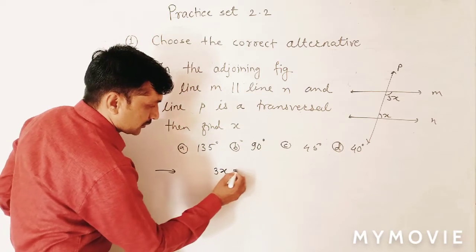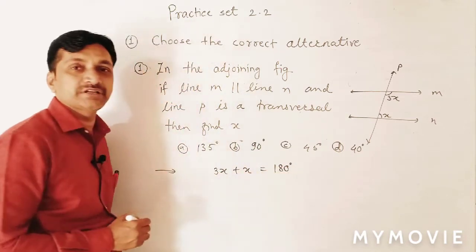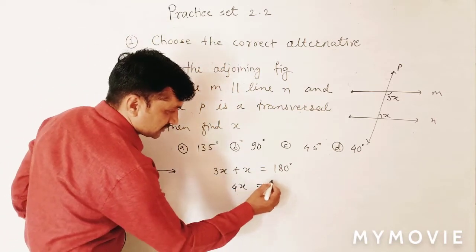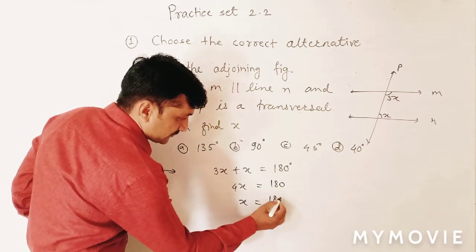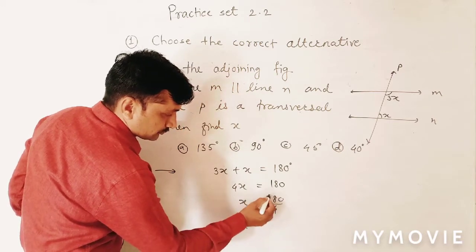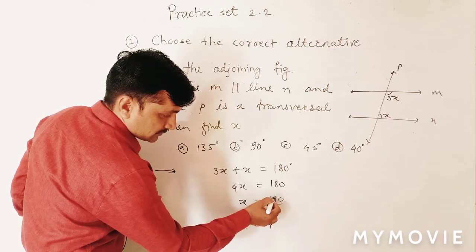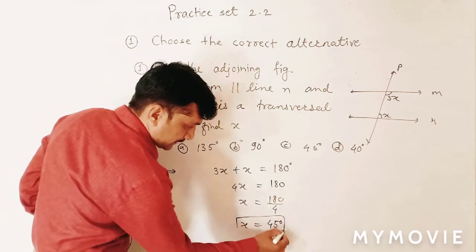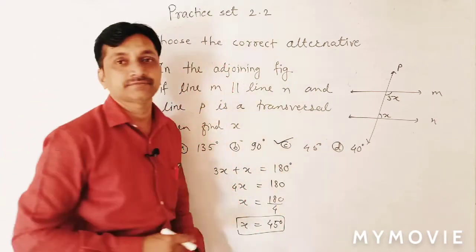3x plus x is equal to 180, because we know they are interior angles, that's why the sum is 180. Add them: 3x plus 1x, 4x is equal to 180. x is equal to 180 divided by 4. 4 4s are 16, then 20, 4 5s are 20. x is equal to 45, which means option C is correct.